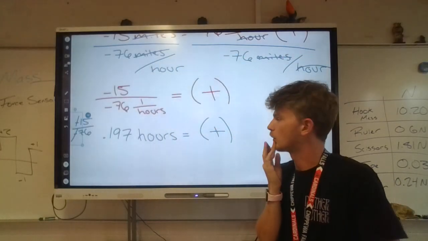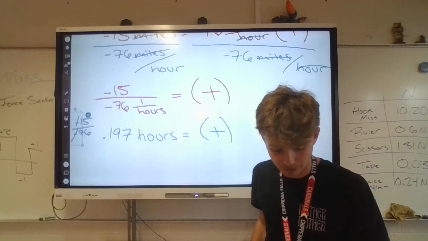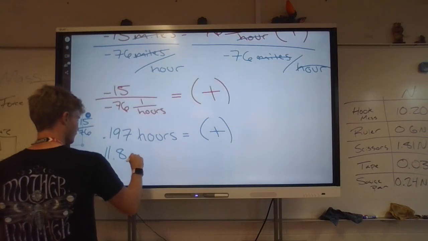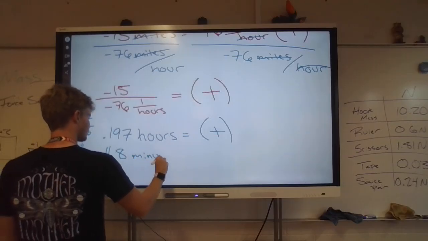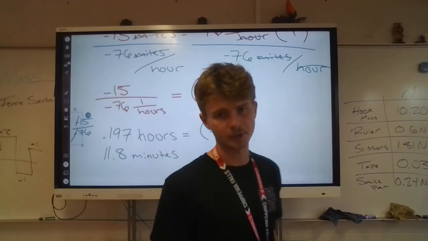So it's about a fifth of an hour. So, what is that going to be? If you just take your hours and multiply it by 60 into minutes, that means it's roughly going to take 11.8 minutes to travel from the 80-mile marker to the 65-mile marker, okay?